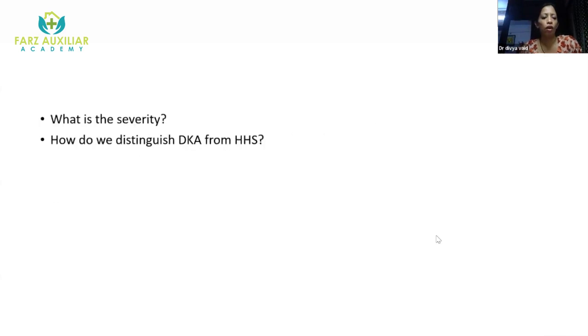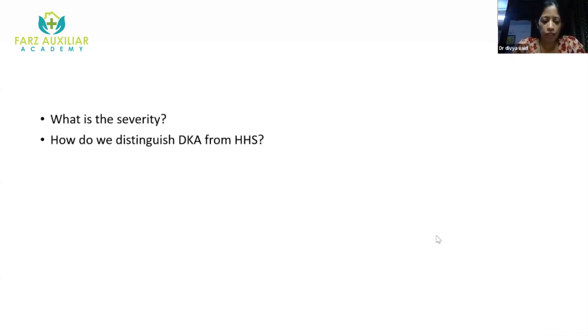So in this patient, the clinical case that we saw, is it DKA or is it HHS? And if it is DKA, what is the severity? So how do we distinguish these two conditions from each other? One is the presentation. DKA is very acute. HHS will occur slowly over a period of time, over days to weeks also it can take. HHS will not have such severe acidosis as what we saw. So this is mostly DKA.